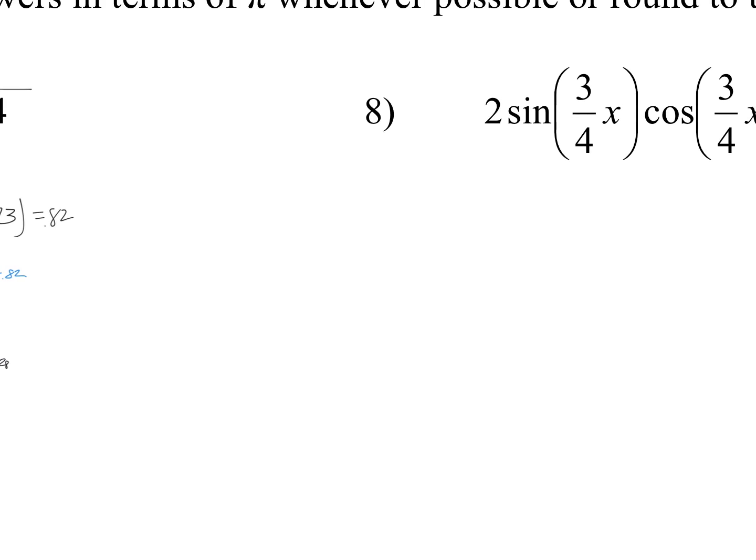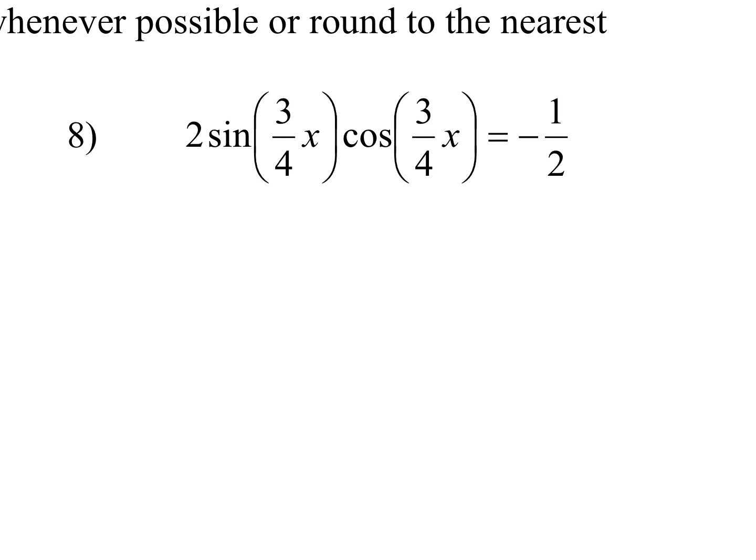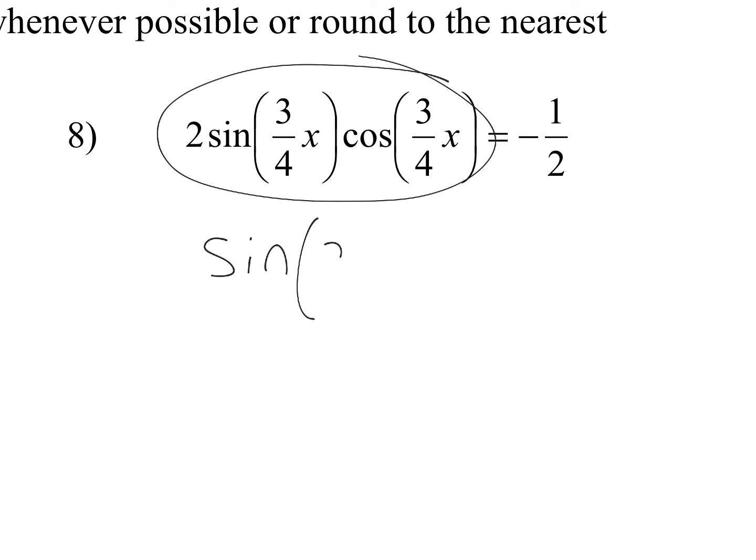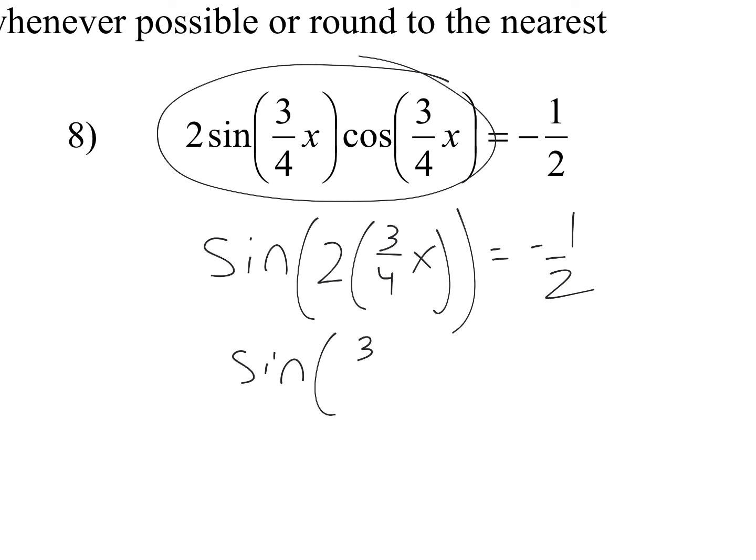Okay, and our last one here, 2 sine cosine equals -1/2. Again, right here, this is a form of the sine double angle. This is a really good one to know because it takes a really complex expression and makes it quite literally one of the easier problems to solve. So I get sine of 3/2 x equals -1/2.